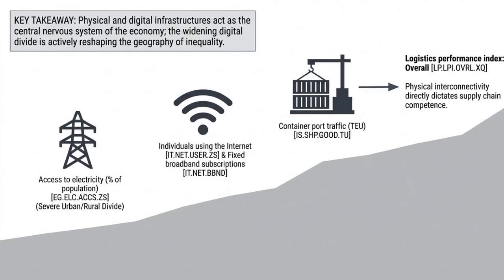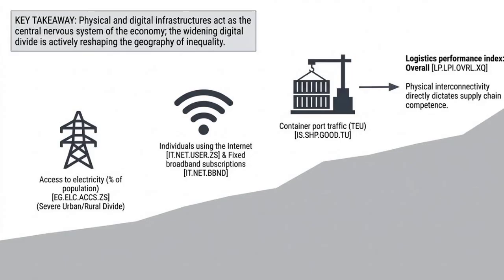But the data on this slide also reminds us that the digital world still relies on the physical world. I'm looking at the arrows pointing to container port traffic, measured in TEUs, twenty-foot equivalent units, and the Logistics Performance Index, or LPI. Why pair high-speed internet with cargo ships on the same slide? Because digital speed is useless without physical speed.